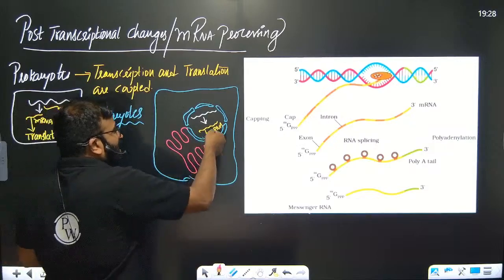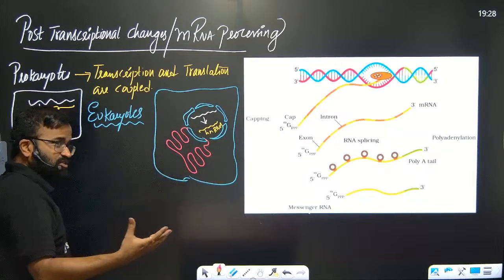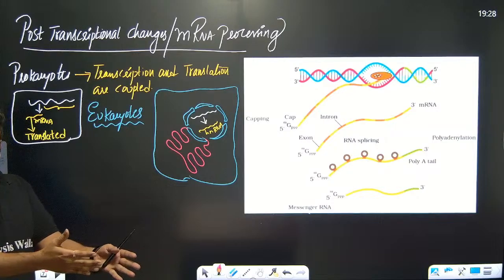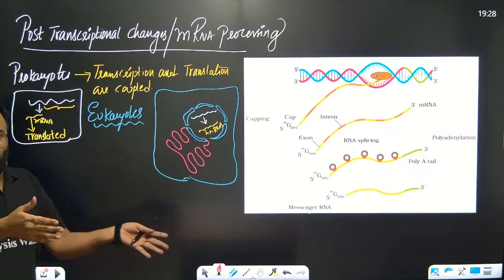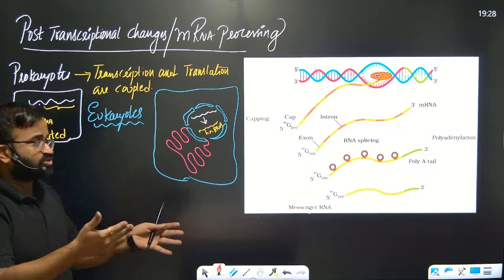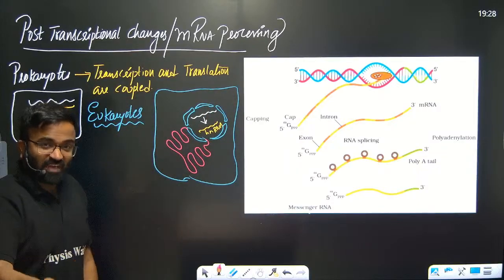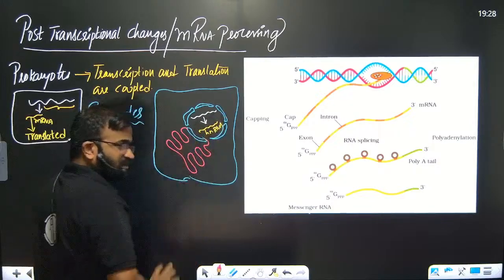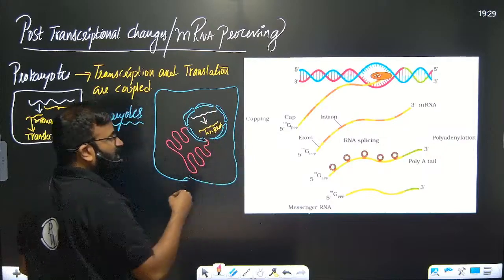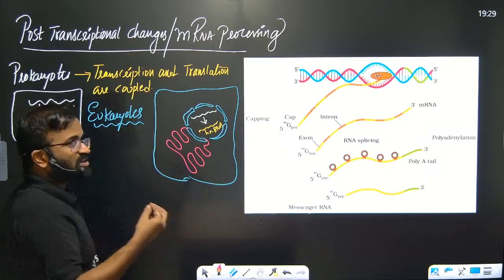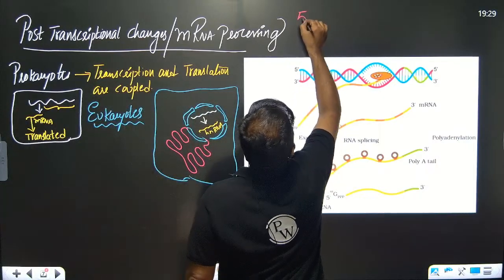So if it has to travel from the nucleus onto the ER in the cytoplasm, there has to be a vehicle, isn't it? It can't just appear by magic. There has to be a medium, there has to be a source, so it has to swim. So in order to swim, it needs its tail, and the ends have to be protected as well. So for all these reasons, the hnRNA which is just being made undergoes several changes like 5' capping.